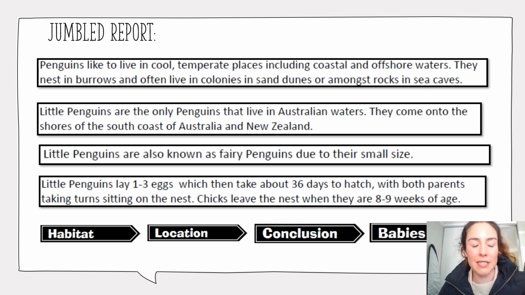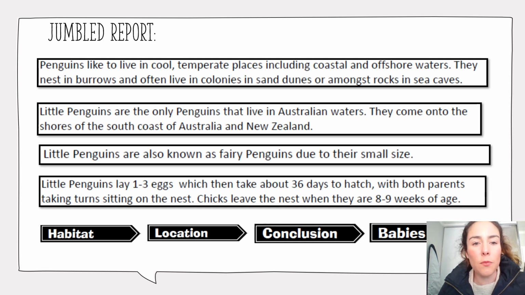All right, let's have a look together now. Penguins like to live in cool, temperate places, including coastal and offshore waters. They nest in burrows and often live in colonies in sand dunes or amongst rocks in sea caves. So that could be maybe habitat or location. I'm going to read on to the next one because I'm not 100% sure at the moment which one it is, and I need a bit more information from the others to work it out.